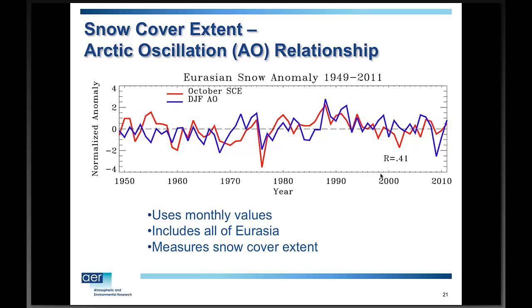Okay, so this is how I start off the talk with this relationship. It's just this simple linear, time series type relationship between snow cover extent and the Arctic oscillation, the winter Arctic oscillation. So for this first index, we use monthly values, the monthly value of October. It includes all of Eurasia, and it's measuring the snow cover extent.